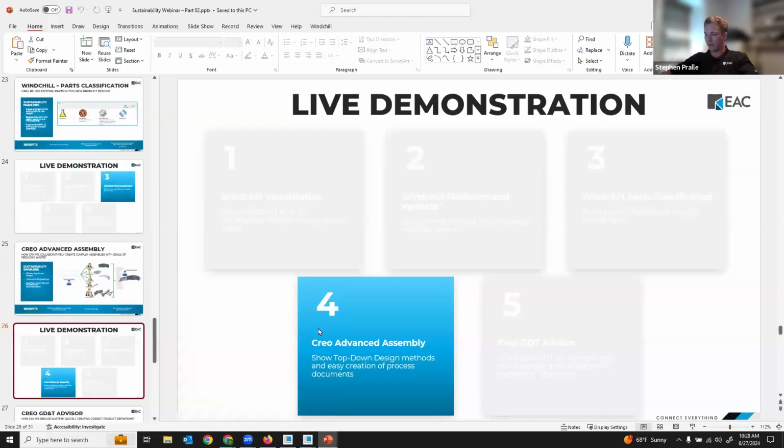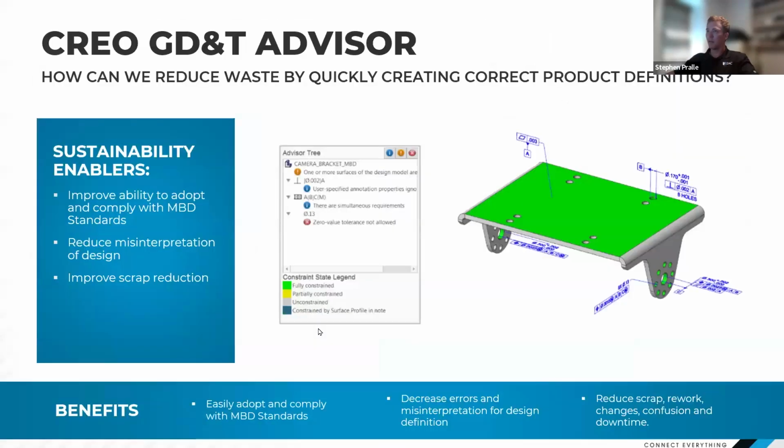All right, you guys. So we have one more pocket demonstration for you for waste reduction. And this one is Creo GDT Advisor. What this module does is it helps designers by applying geometric dimensioning and tolerancing to their models. It ensures that these dimensions and tolerances are accurate and that they meet industry standards. By using this module, designers and engineers can reduce errors and improve the quality of their designs.